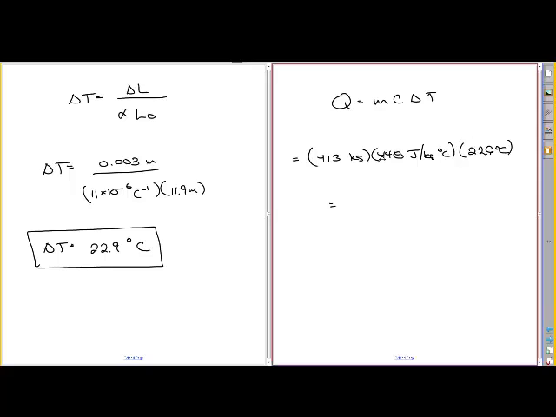22.9 degrees C. So you can see the C's cancel out, kilograms cancel out, and we end up with joules, which is what we want. So you get 413 times 448 times 22.9. You get a big number. If you've got a calculator, you'll count 6 decimals before the 4, so it's 2 times 10 to the 6 joules, and 10 to the 6 joules is a megajoule, so we'll say it's 2.42 megajoules Q.